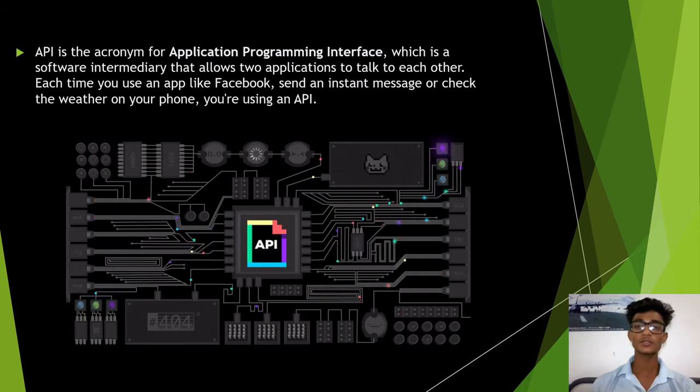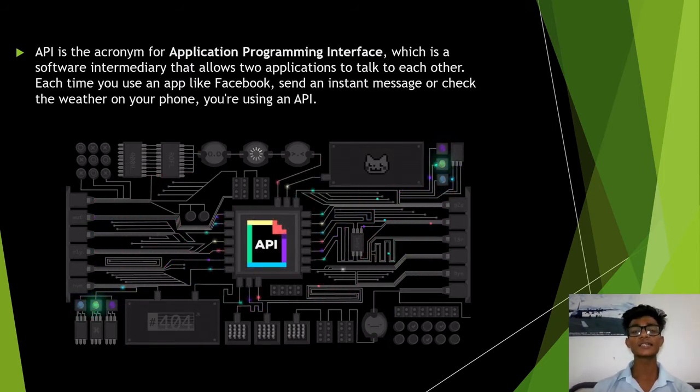For example, if you're using an app like Facebook or Instagram, when you're sending messages or when you check the weather on your phone, you're using an API. Let's understand this with a small example.